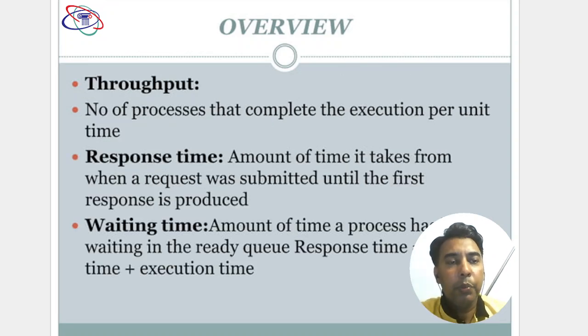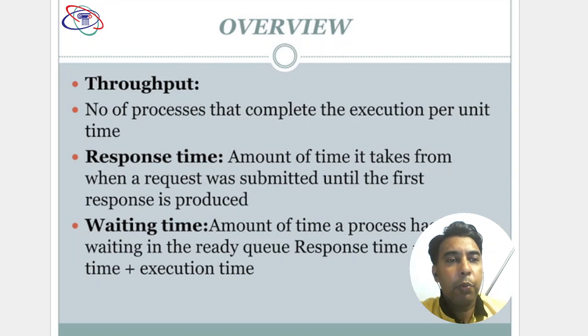So there are some important terms we need to discuss before starting the CPU scheduling algorithms. The first one is throughput. So what is throughput? Throughput is the number of processes that complete execution per unit time. Okay, so we can say that it is the number of processes sending requests or competing for execution per unit time, or we can say per second.